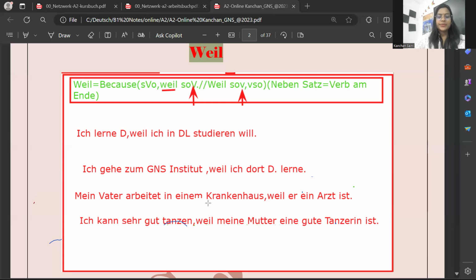Perfect. So here we are going to learn the new connector, which is weil (because). Because of weil, whatever verb we were keeping at second place will be shifted to the last position. Normally, whatever verb comes at second place, here because of the weil connector, will be shifted to the last place.